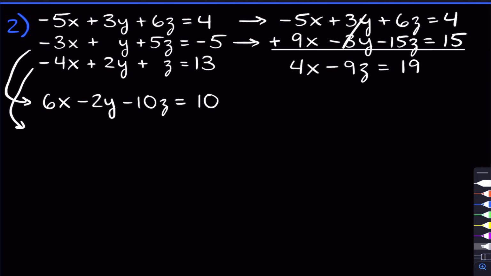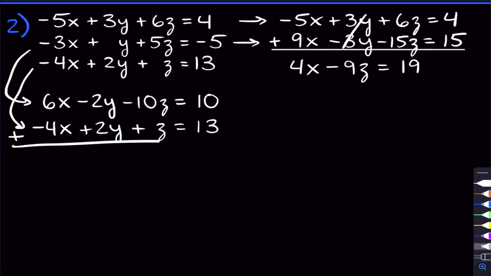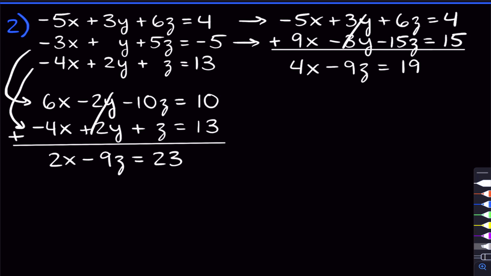And then we can just bring down our bottom equation, and from that we get -4x plus 2y plus z equals 13. So just copying that bottom equation down. Now we can add these two equations together, and then we cancel off the y's like that. First we have 6x minus 4x, that's 2x. We have the two y's that cancel off. We have -10z plus z, which is -9z. And then we have 10 plus 13, which is 23. So great, we get our second equation that only has two variables, the x and the z.